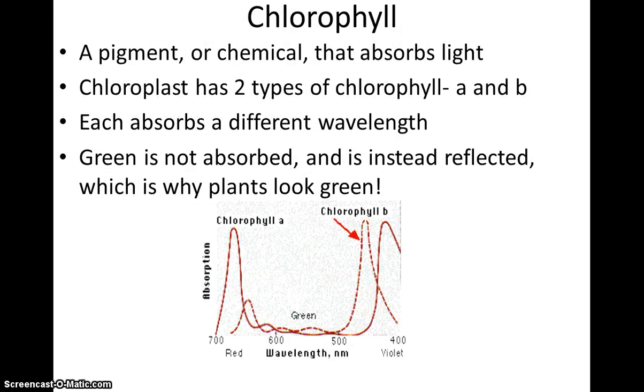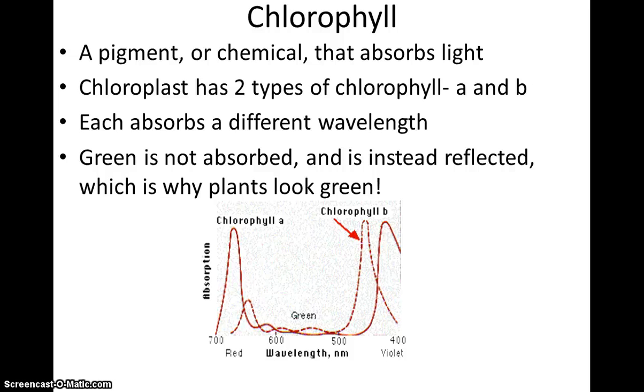All right, so when you look at a plant, it's usually green. So we need to talk a little bit about chlorophyll, because chlorophyll is what makes the plant look green. Chlorophyll is a chemical, really a pigment, which is the special name for a chemical that absorbs light. There are two types of chlorophyll in plants, named simply chlorophyll A and chlorophyll B.